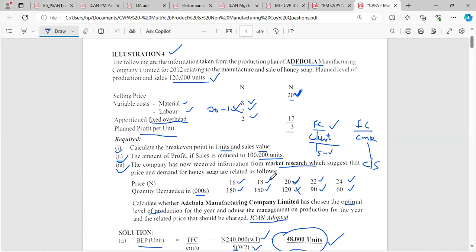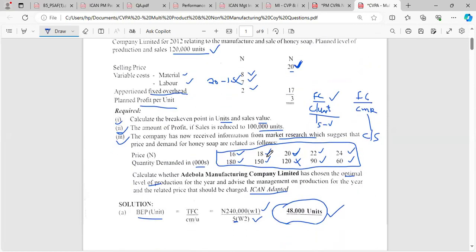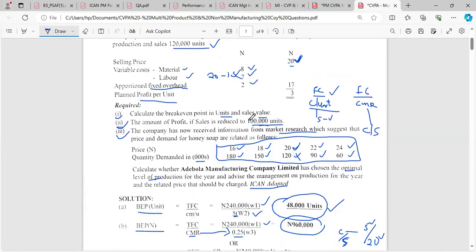The only way we can know if this 120 that they have chosen is good for them is to prepare a profit statement that shows everything in this table, and choose the one that gives us the highest profits. So we are going to prepare a profit and loss account for all these selling prices and their demands, and we'll see the one that gives us the highest profit. If we see one that is higher than the one we got under 120, that means this one that we have chosen is not optimal.